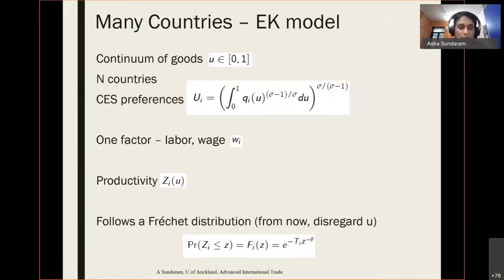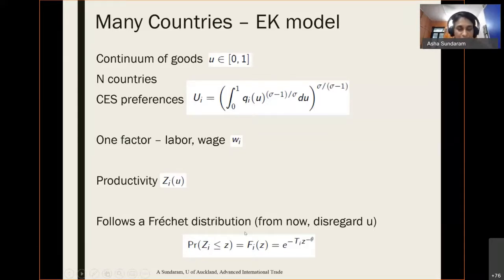So what we're going to assume is that productivity has a distribution. Okay? So it follows a Fréchet distribution. Now, from now on, what we're going to do is we're going to disregard U. So we're going to do this for one good. And then right at the very end, I'm going to say, okay, let's now consider all the possible goods and then just integrate over everything. Okay? So for now, we're going to disregard U.